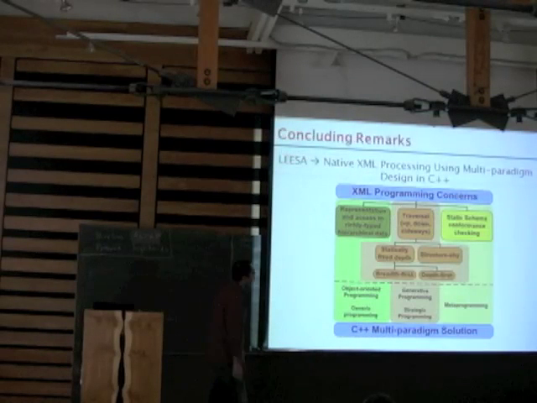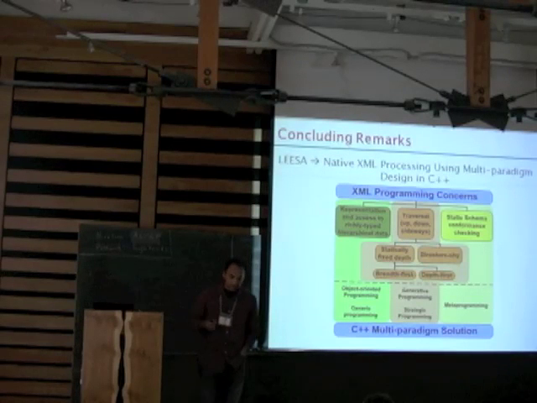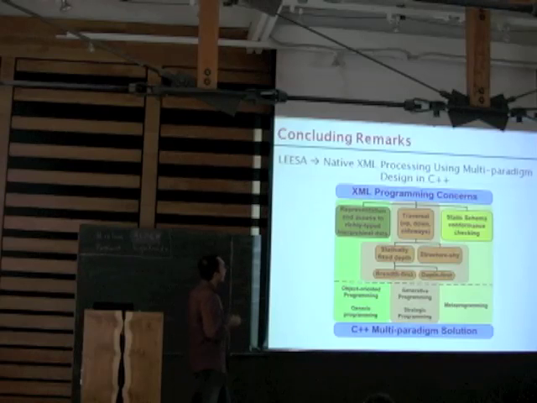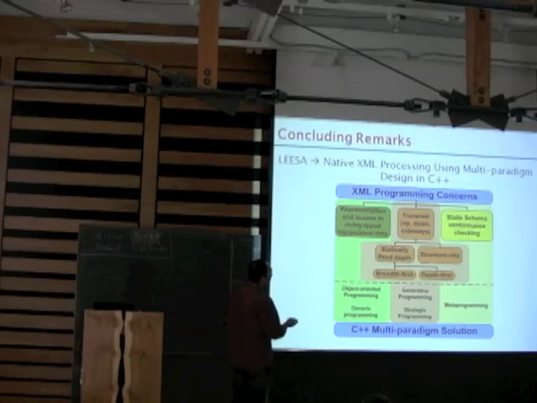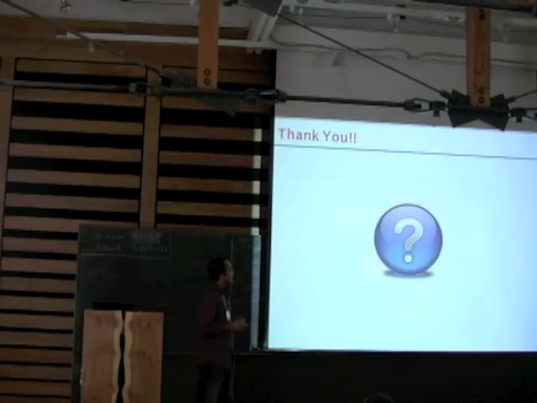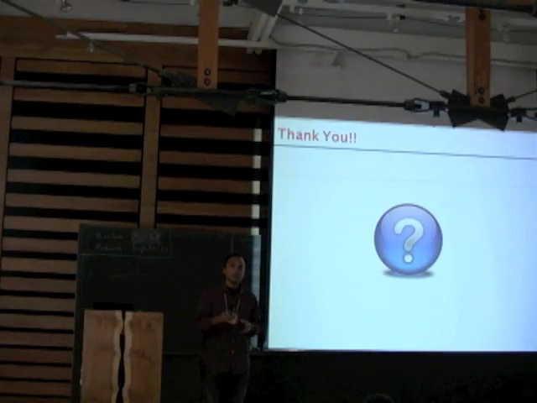So the conclusion is, I think it's possible to solve these XML programming concerns. If you think about XML programming, giving it the due respect, it's a full-fledged paradigm. You have to deal with representation, how you access the data, how you traverse it, and whether you do schema conformance checking. There are details of traversal, breadth first, depth first. All these things are possible using the multi-paradigm solution that Lisa offers. You can combine these in various ways to solve this problem. So that's about it. If you have more questions, I'm happy to take them.